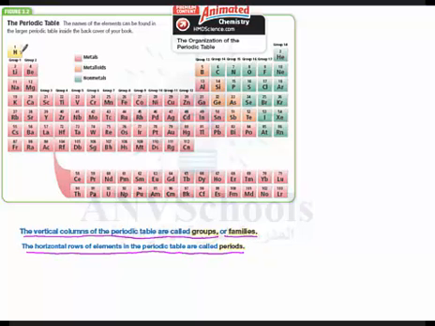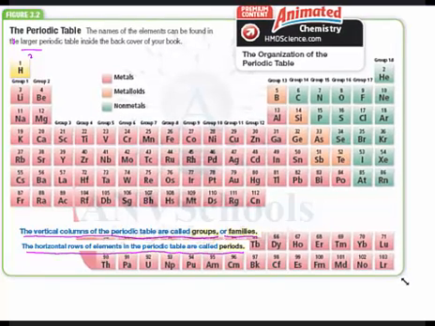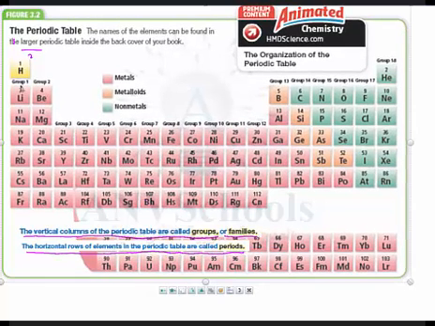As you can see clearly here, they are already numbered. Let me try to make it wider so that it's easy for you to see. We have groups 1, 2, 3, 4, 5, 6, 7, 8, 9, 10, 11, 12, 13, 14, and so forth, up to 18. Then we have the periods: period 1, 2, 3, 4, 5, 6, 7.